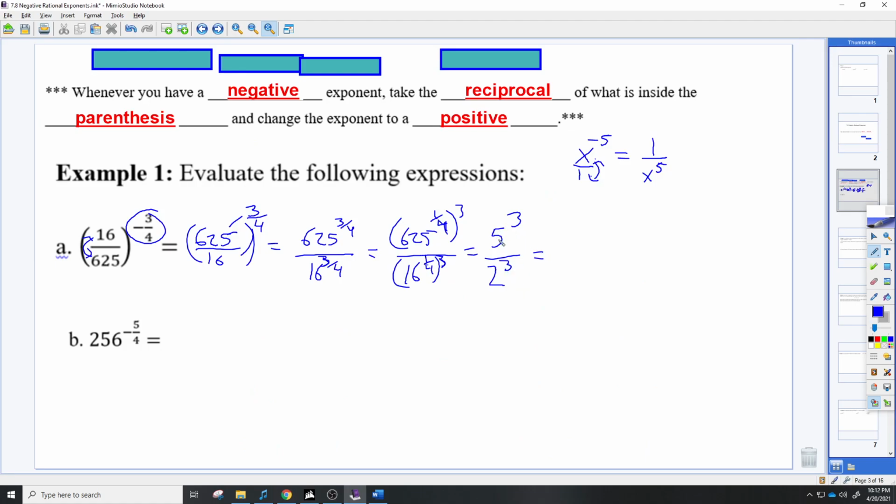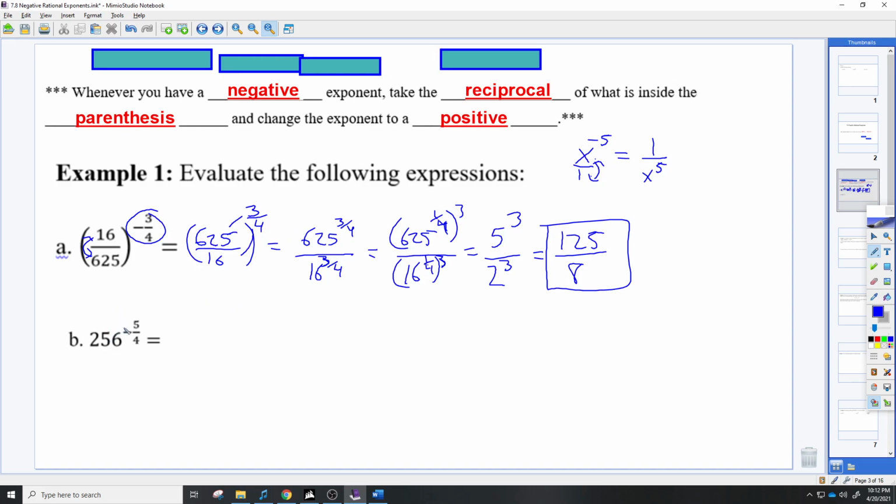Now you may already know these ones, or you can use the table. It's fine. 5 to the third power is 5 times 5 times 5. That's 125. And the bottom, we have 2 to the third, which is 2 times 2 times 2, is 8. And that's your final answer. Sometimes they can be reduced, but in this case, you cannot reduce this at all. 125 over 8, you can get a decimal, but we'll leave it as a fraction.